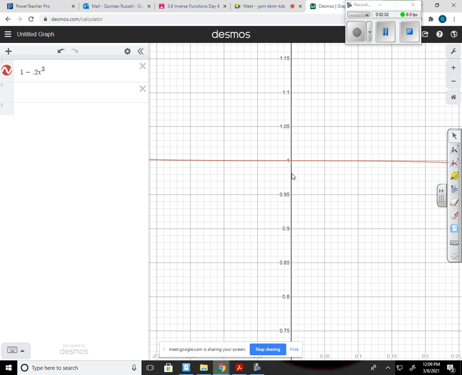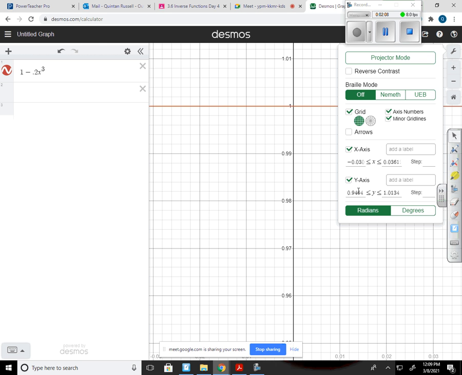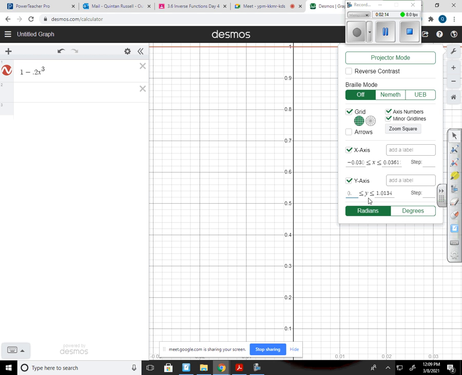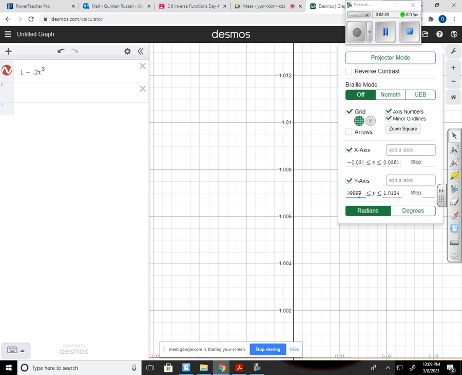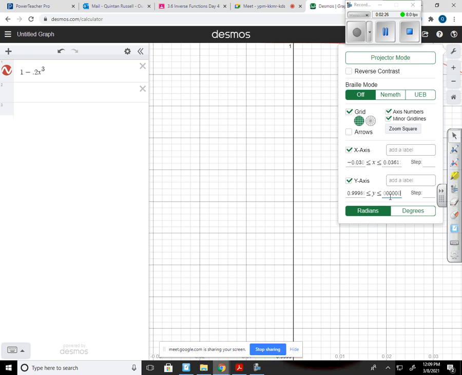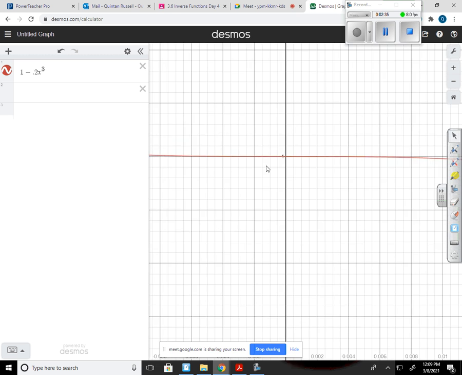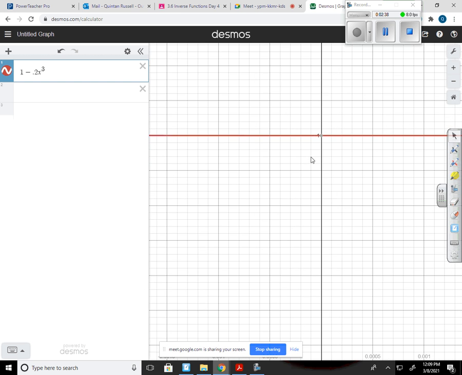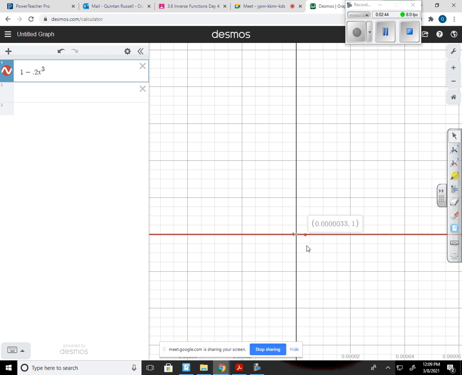No matter how far in I go, this is still dropping. As a matter of fact, if I click my tools and I say that my y-axis goes from, say, 0.99999999999 to 1.00000000001, that still didn't help, but it is what it is. Just know that even though this says 1, it's just rounding it off, but it's still dropping.